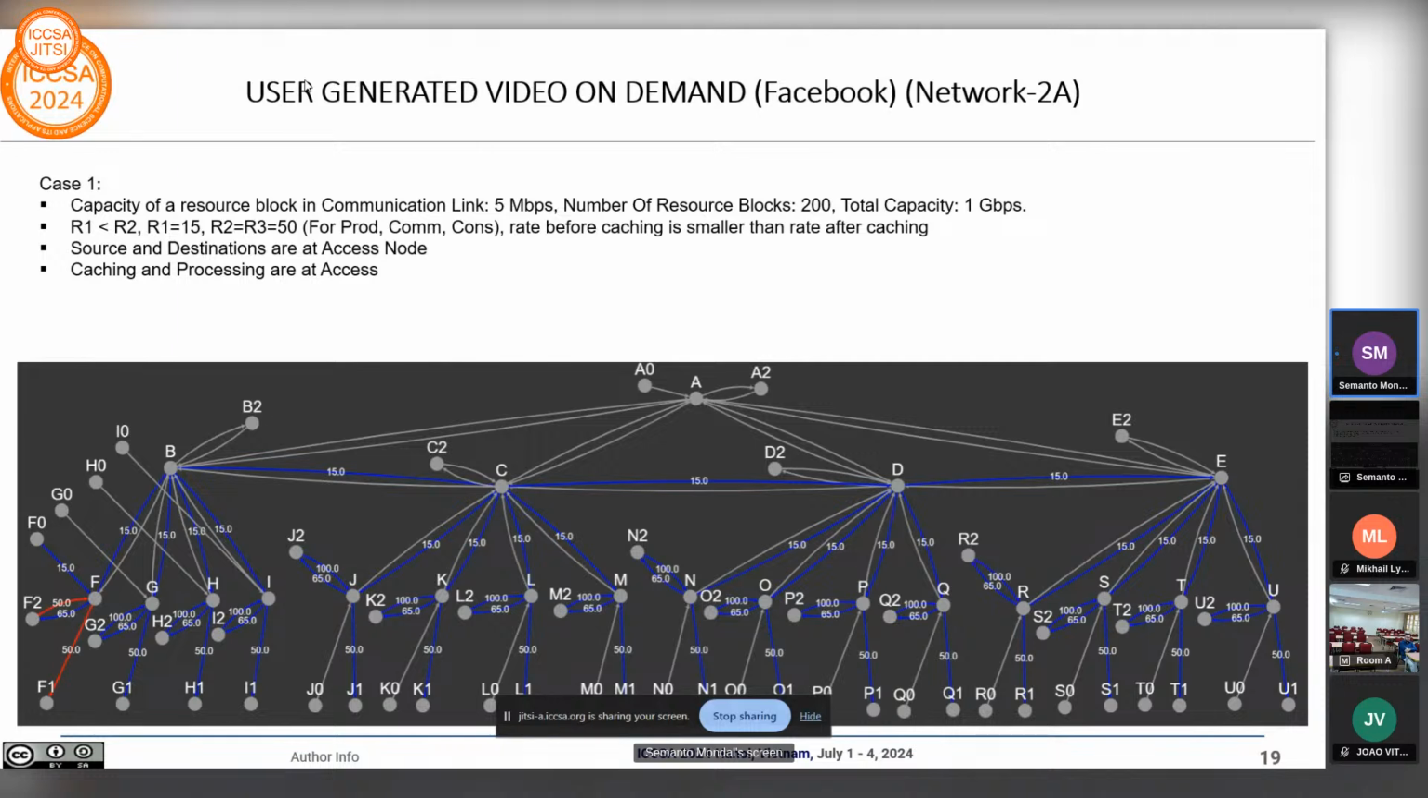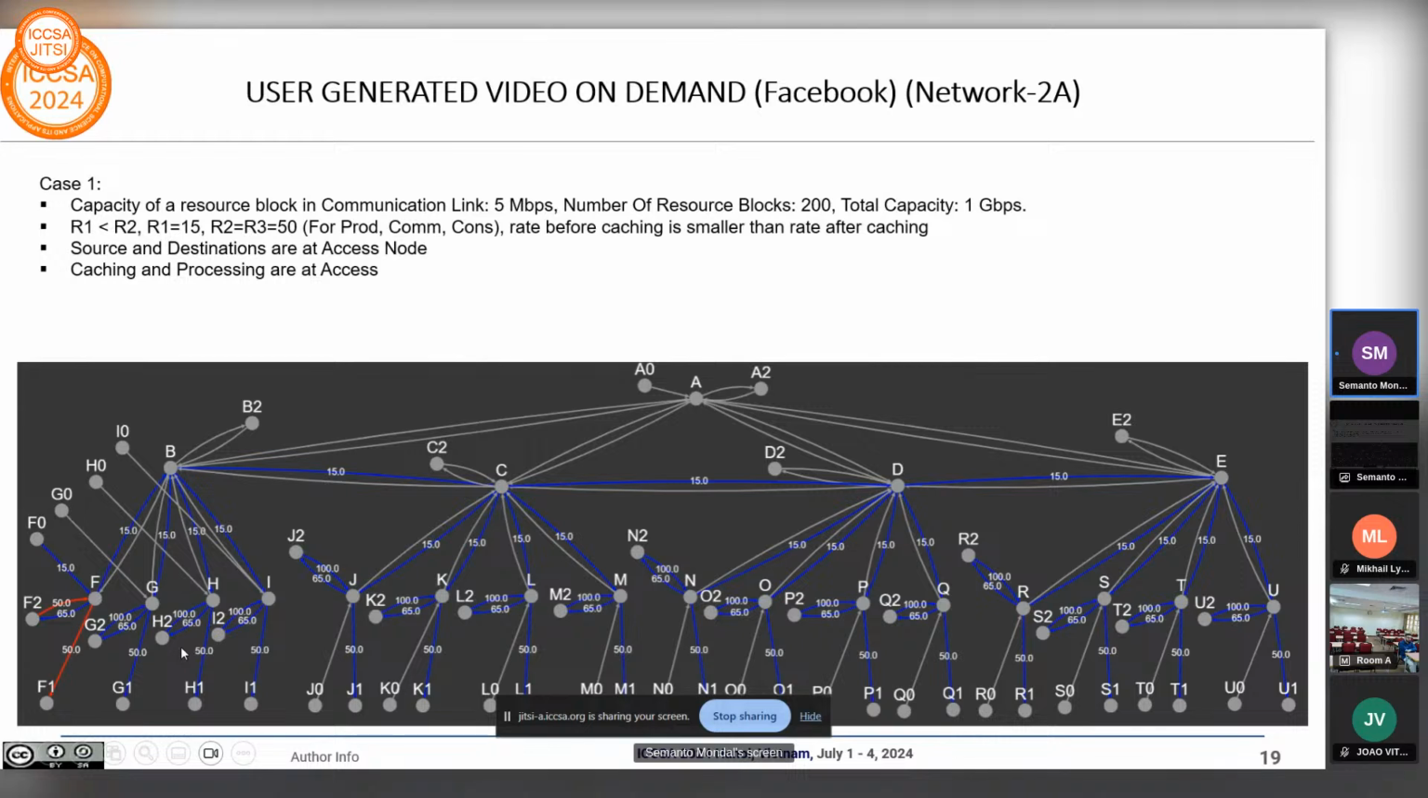And this is for our last network, that is network 2A, and the service we are going to explain is user generated video on demand. What is the difference between user generated video on demand and professional video? For the professional video, the source was at the core, but in this case, both the source and destination will be at the access layer, because here users are the generators of this content, and the users are also the consumers of this content. So here we can see there is nothing at the core, everything is at the access. Also in network 2A, we have added one extra computation node at the access layer.